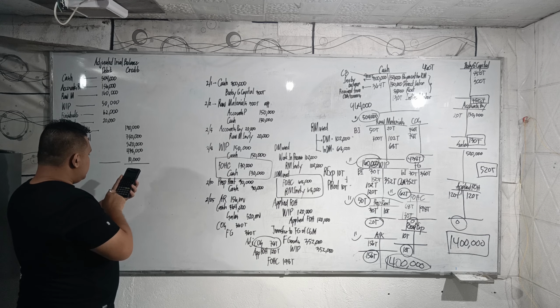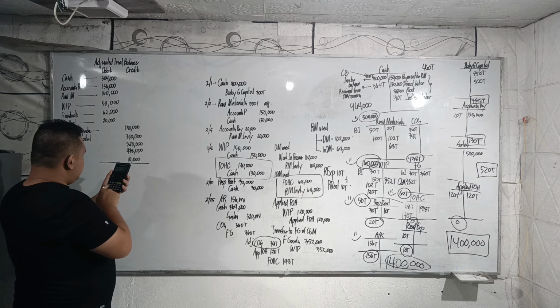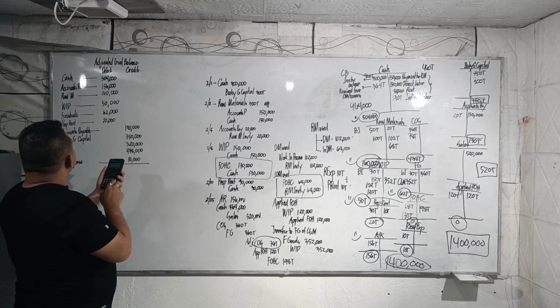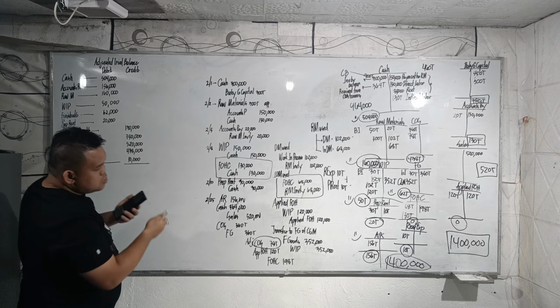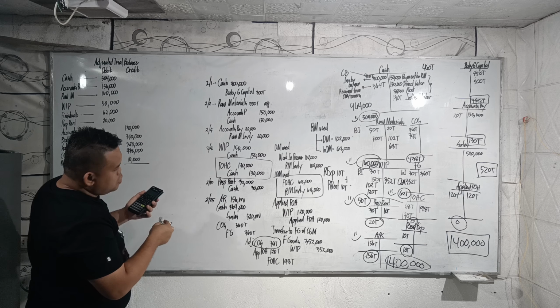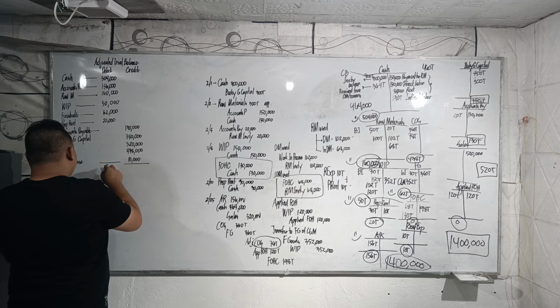So 504,000 plus 156,000 plus 160,000 plus 50,000 plus 62,000 plus 20,000. 952. Oh no. Oh yes. I'm sorry, 952,000.